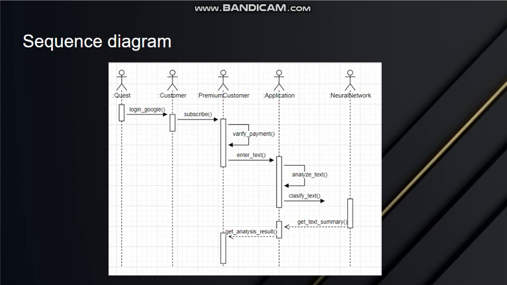Next diagram is sequence diagram. Here you can see one of the main scenarios when premium customer uses text sentiment analysis. First of all, we have guest, which tried to log in via Google. Then he becomes customer. Then he tries to subscribe, verify payment, and can proceed with text analysis. First of all, he enters text.